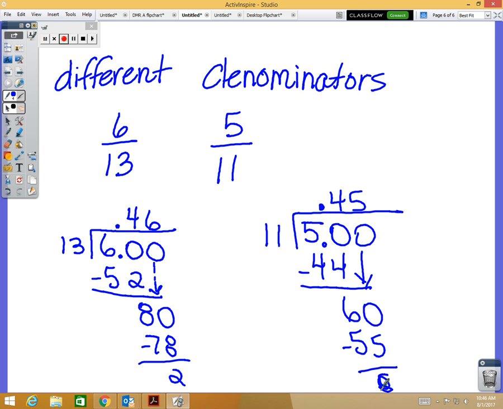So think about money. 46 cents compared to 45 cents. Which one's greater? 46 cents. So that means that 6 over 13 is greater than 5 over 11. Okay? Let's make sure I am finished with all of my stuff, and I believe I am. So, I'm going to stop our notes.